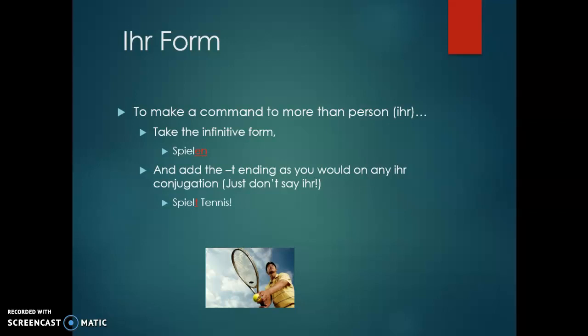So, this time around, the verb's still going to go first, just like it did in the other examples. But we're going to take off that en, and we're going to add a t at the end, just like you would when you are conjugating a verb for ihr in a regular sentence. Except, again, for a command form, you don't have to say ihr. You just say the verb and then whatever you're commanding somebody to do. So in this case, let's say a coach was telling people to play tennis. The coach would say, spielt Tennis. So our verb is still first, but with the ihr form, we put a t at the end for that command form.